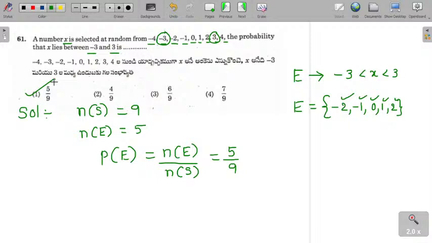First of all, write down the total number of outcomes, that is n of S. So there are 9 numbers, correct? Now let E be the event that x lies between minus 3 and 3. So the favorable cases are minus 2, minus 1, 0, 1, 2. How many elements are present in E? That is the number of favorable cases, so n of E is equal to 5. So what is the probability of E? Number of favorable outcomes by total number of outcomes, that is n of E by n of S. So 5 by 9 is our answer.